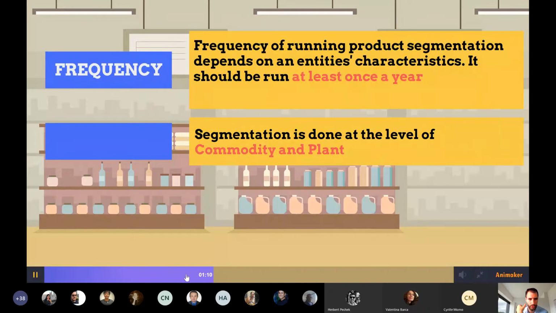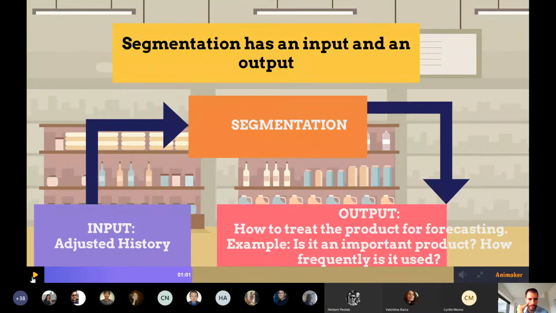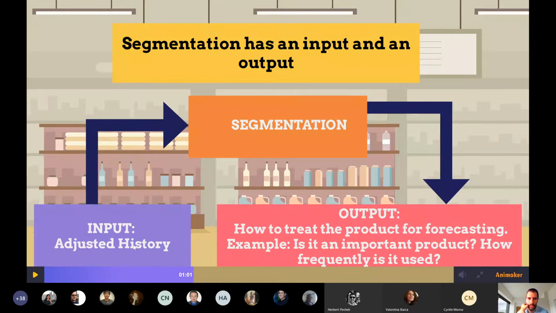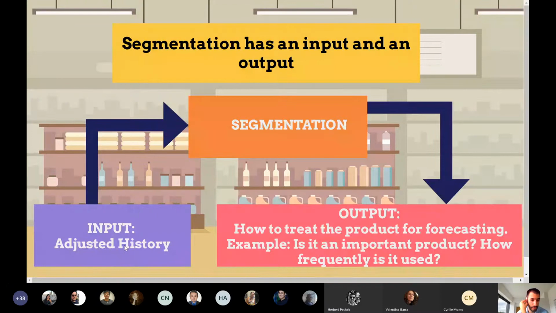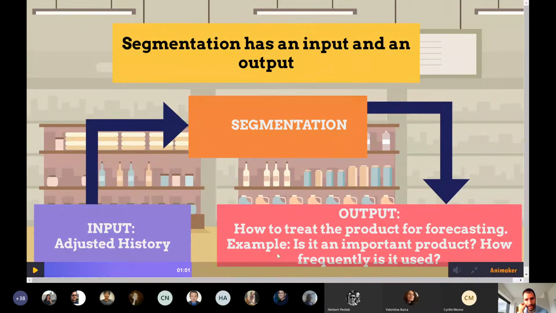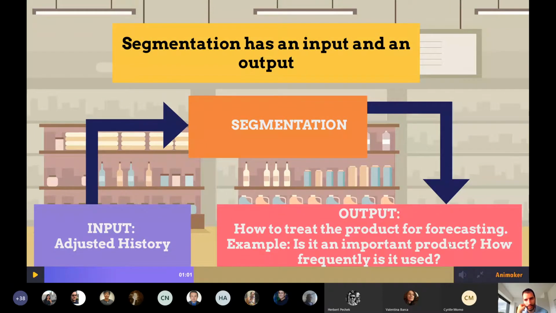So remember that the segmentation process uses the adjusted history as an input. So even though you might already have segmentation ABC codes in your products, after you adjust the consumption history, segmentation could run again, and then we will have the final classification and the final segmentation in terms of ABC and XYZ for the forecast. All right. So remember that if you do adjustments, that is an input for the segmentation.